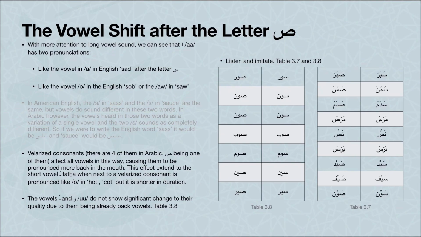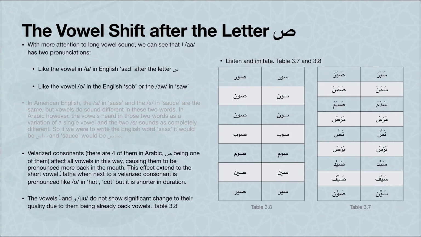So basically, the evidence here, or how we can see it in application, is if we were to write the English word sass, it would be sin alif sin, so sass. But if we were to write the word sauce, it would actually be transliterated as sauce. Of course, the sod in Arabic has more emphasis, so sauce does not sound like sauce, basically. But it's a good way of building towards that sound.